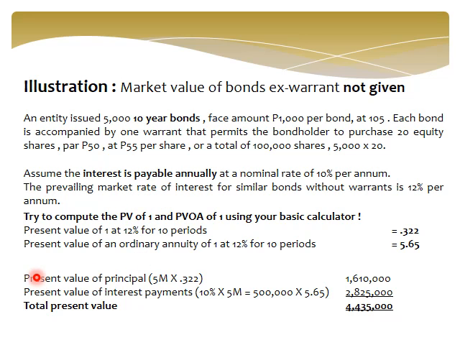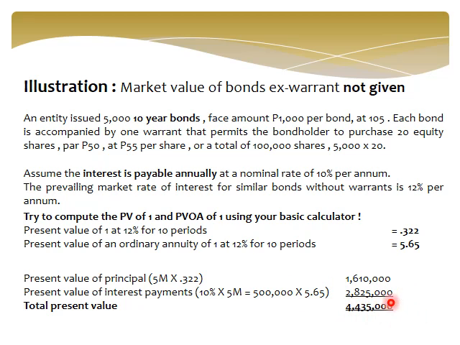So, to compute the total present value, sa principal, meron tayong 5 million times 0.322. So, meron tayong 1,610,000. Para naman sa interest payments, since annual, so gagamitin natin si PVOA. So, 10% times 5 million. Kasi paano makuha si interest paid? Nominal rate na 10% multiplied sa face amount. Yung face amount, 5,000 times 1,000. So, 5 million times 10%, 500,000. Na yung binabayaran natin annually times 5.65. So, a total of 2,825,000.